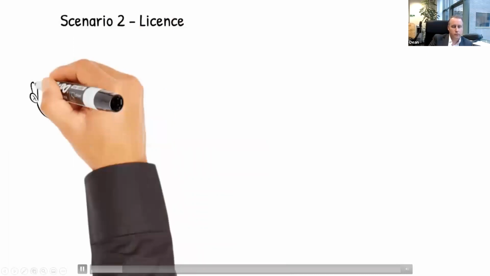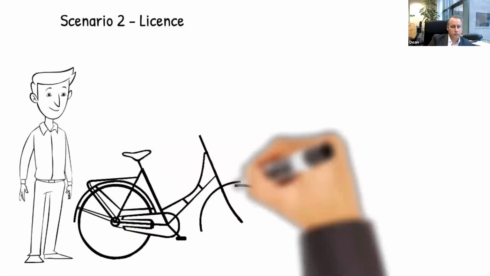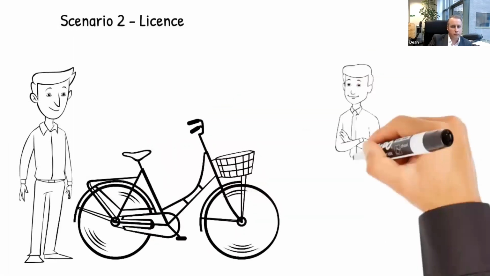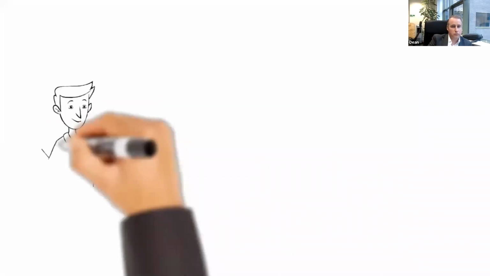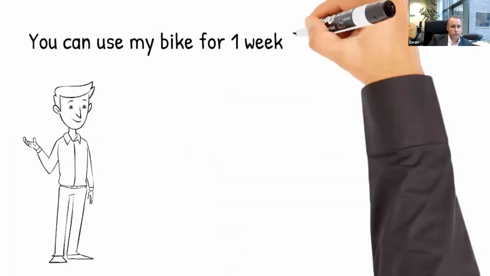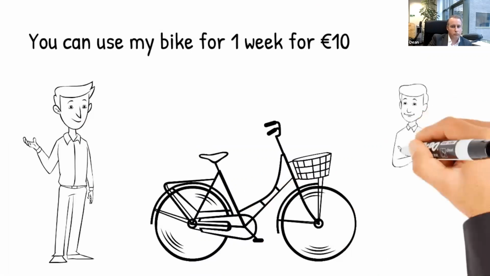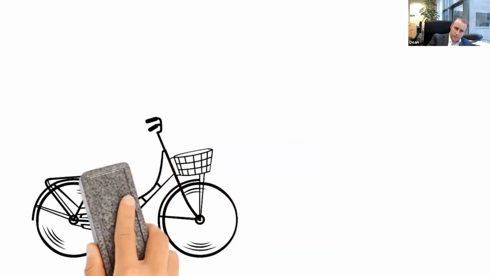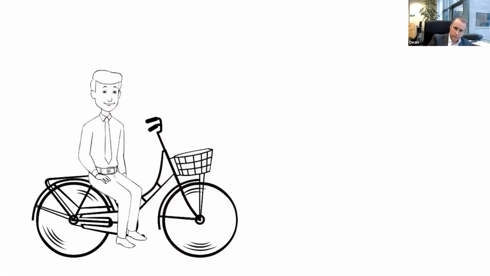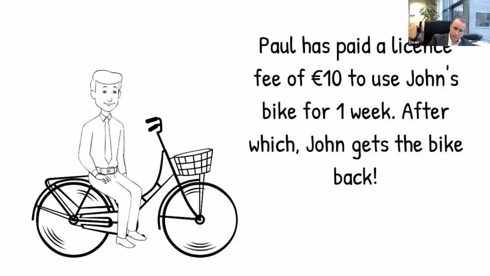John owns a beautiful bike. Paul wishes he had such a beautiful bike, but he knows that he could never really afford one. As a solution, John suggests that Paul can use his bike for 1 week for €10. In effect, what John has done is he has granted Paul a license to use his bike for 1 week and for a license fee of €10. Once the term completes, all of John's proprietary rights to his bike will revert back to him. In other words, he'll get the bike back.